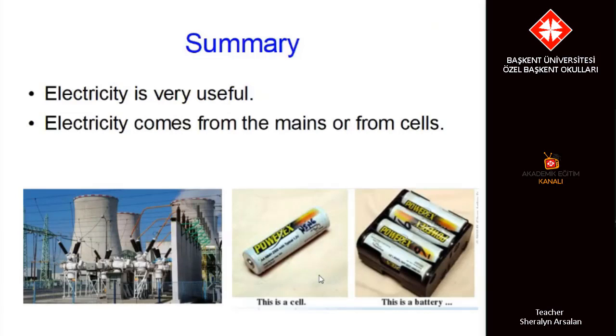So, electricity is very useful. Electricity comes from the mains or from the cells.